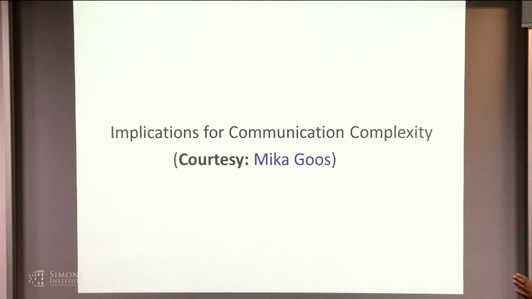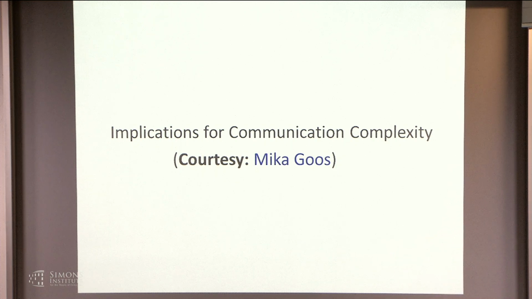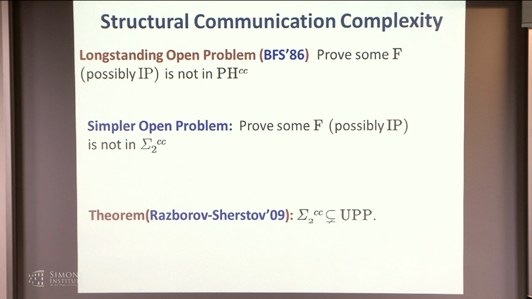So the communication complexity implications were observed by Mika, who kindly pointed out that it solves one of his open problems. A long-standing open problem in communication complexity due to Babai, Frankl, and Simon is to prove lower bounds for the polynomial hierarchy, which is like AC0 of rectangles. It's very closely related to matrix rigidity. So this problem has been open for a long time.